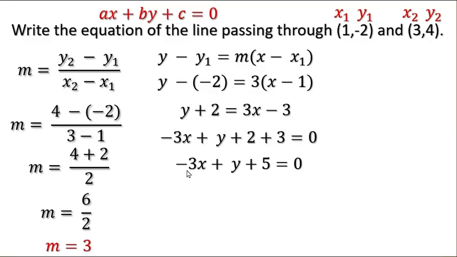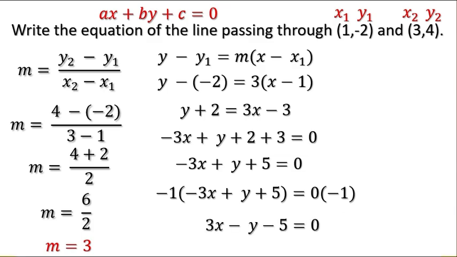But the coefficient of x must be positive. So, to do that, we need to multiply both sides of the equation by negative 1. So we now have this equation. Next, let us multiply by negative 1. So negative 1 times negative 3x will become positive 3x. Negative 1 times y is negative y. And then negative 1 times 5 is negative 5. This side will be equal to 0. We now have 3x minus y minus 5 equals 0. This is the equation of the line. I hope that's clear to everyone.